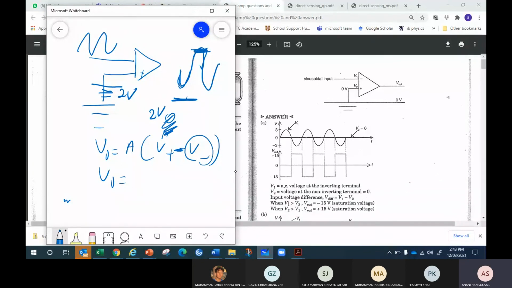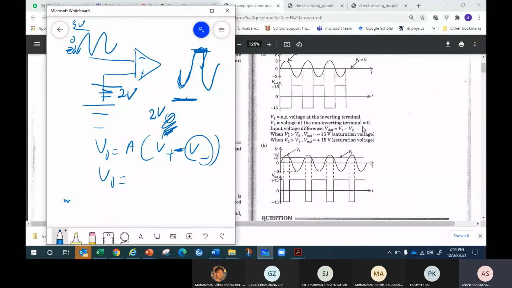You are applying a sinusoidal input of 3 volt, going from 0 to 3 volt, then becoming negative 3 volt, fluctuating. But as long as the sine voltage is less than 2 volt, the positive is the winner, so the output will be positive. How is the new graph going to look? Can you imagine? The appearance is going to be like this.